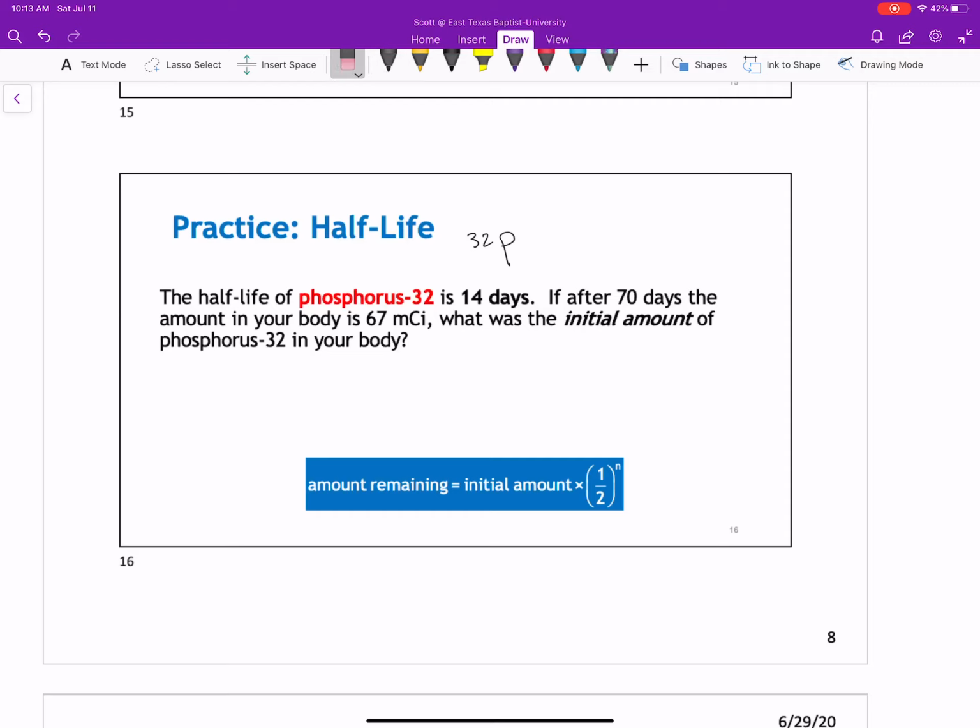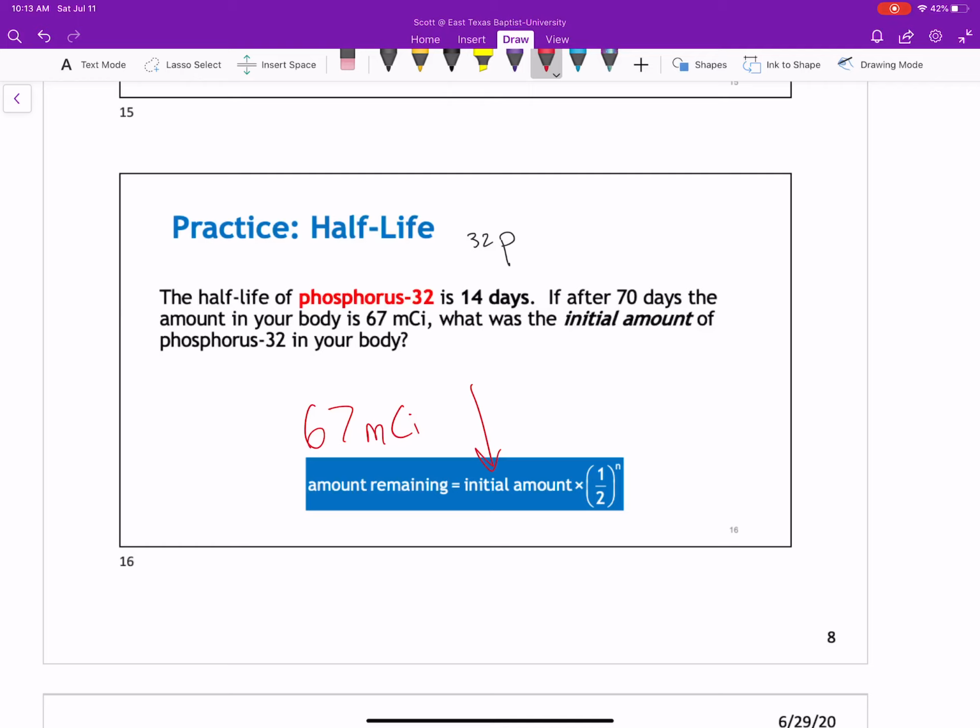So we are solving for the initial amount, which is right here. And so let's plug in values, okay? So we know that we had 67 millicuries after all this decay has happened, okay? So the half-life of phosphorus 32 is 14 days.